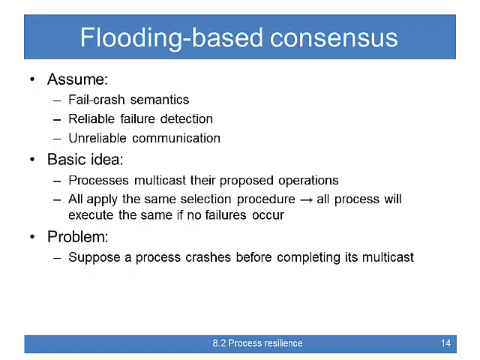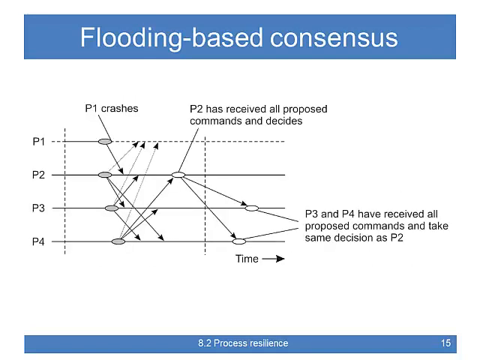Now, the problem is, what happens when a process fails during this multicast? So the whole idea is, I have this list, I'm going to tell my other buddies, hey, this is my list, okay? So everybody in the end should receive the same list. Well, you get this scheme.